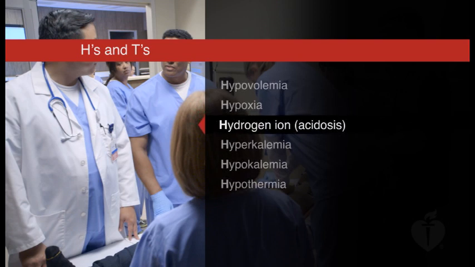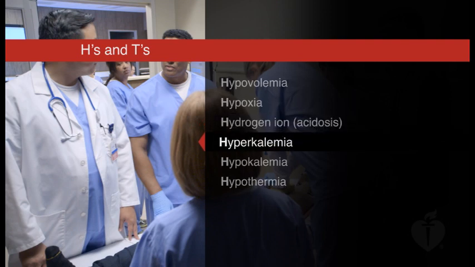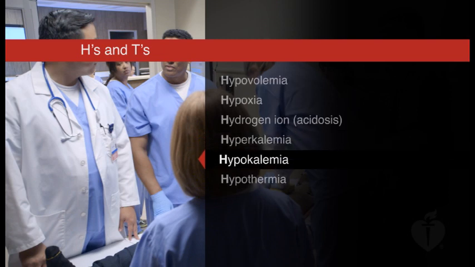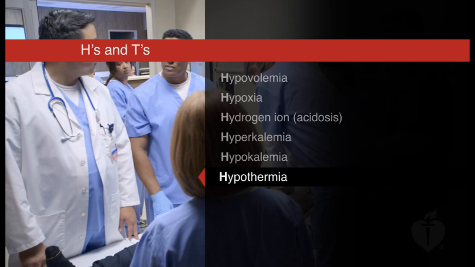Hydrogen ion, or acidosis, is the accumulation of acid and hydrogen ions in the blood and body tissues. Hyperkalemia is an abnormally high concentration of potassium ions in the blood. Hypokalemia is low blood potassium. Hypothermia is when the body temperature drops below 95 degrees Fahrenheit or 35 degrees Celsius.